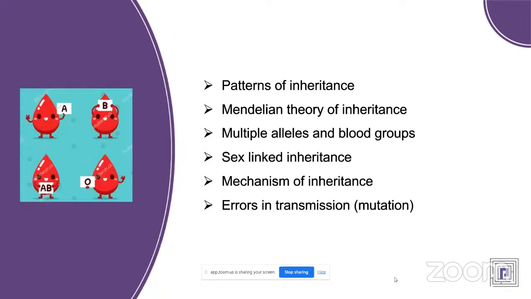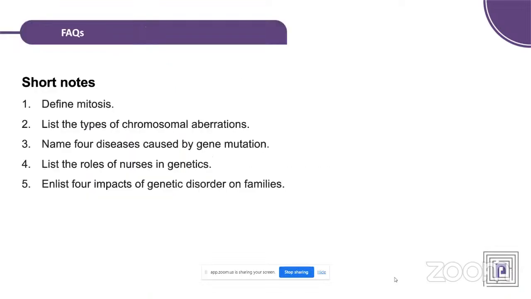Next, patterns of inheritance. We have 4 patterns of inheritance, right? One is autosomal dominant, autosomal recessive. Next, X-linked dominant and X-linked recessive. So all these are the 4 types of inheritance. Next, Mendelian theory of inheritance, multiple alleles and blood groups, sex-linked inheritance, mechanism of inheritance, and then errors in the transmission, that is mutation. Okay. So these are the frequently asked questions.